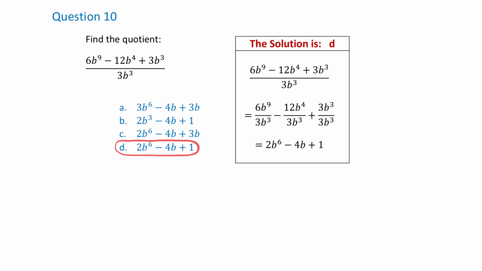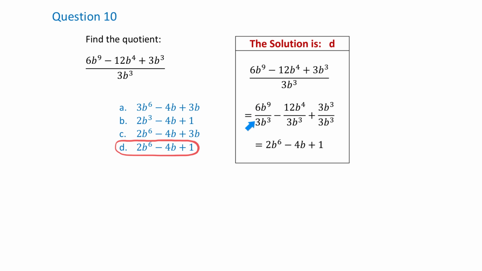A simple method of dividing any polynomial by a monomial is to rewrite this expression as a sum of individual fractions. So we write 6b to the 9th power over 3b cubed minus 12b to the 4th power over 3b cubed plus 3b cubed over 3b cubed. Then, to get the final result, we need to simplify each of these individual fractions.